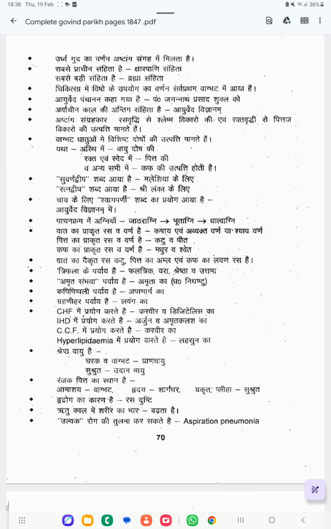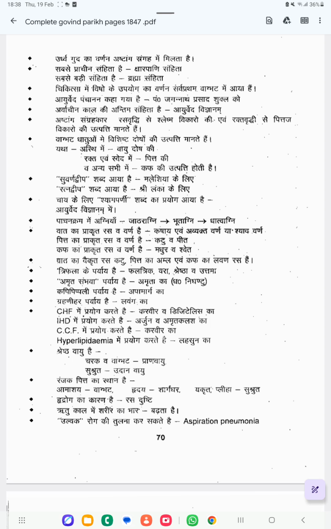Then चिकित्सा में विषों का उपयोग का वर्णन सर्वप्रथम वाग्भटा में आया है. So विष प्रयोग in चिकित्सा, like in स्थावर विष we can use जांगम विष as a treatment. In जांगम विष चिकित्सा we can use स्थावर विष as a treatment. That is called प्रति विष प्रयोग. If a person has Sthavara Visha Lakshana, you can give Jangama Visha as an antidote. In the same way, for those suffering with Jangama Visha, we can give Sthavara Visha as an antidote. That type of Chikitsa Krama is first of all mentioned by Vagbhata.